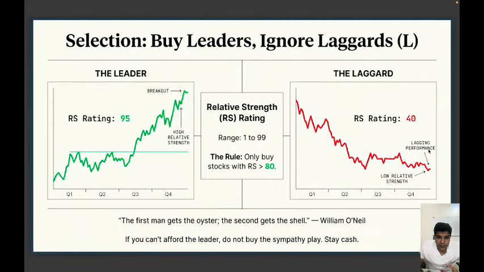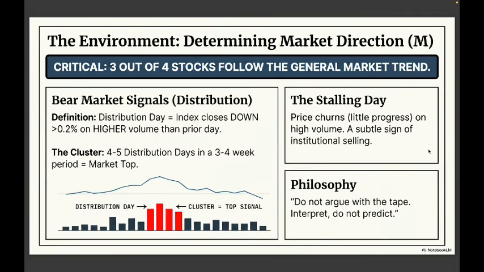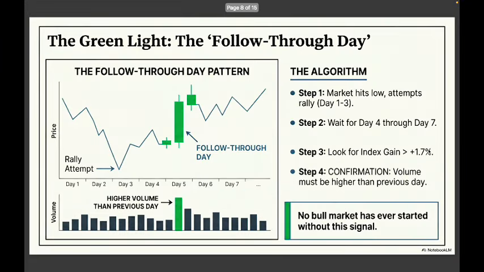Then L stands for leaders, meaning the company should be a leader among its peers in the market space, right? This is again very important. And then M stands for market direction. You never want to take a position against the market trend. If the trend is uptrending for the stock, then only you take the position, otherwise stay out or move out of the company as per the exit criteria.